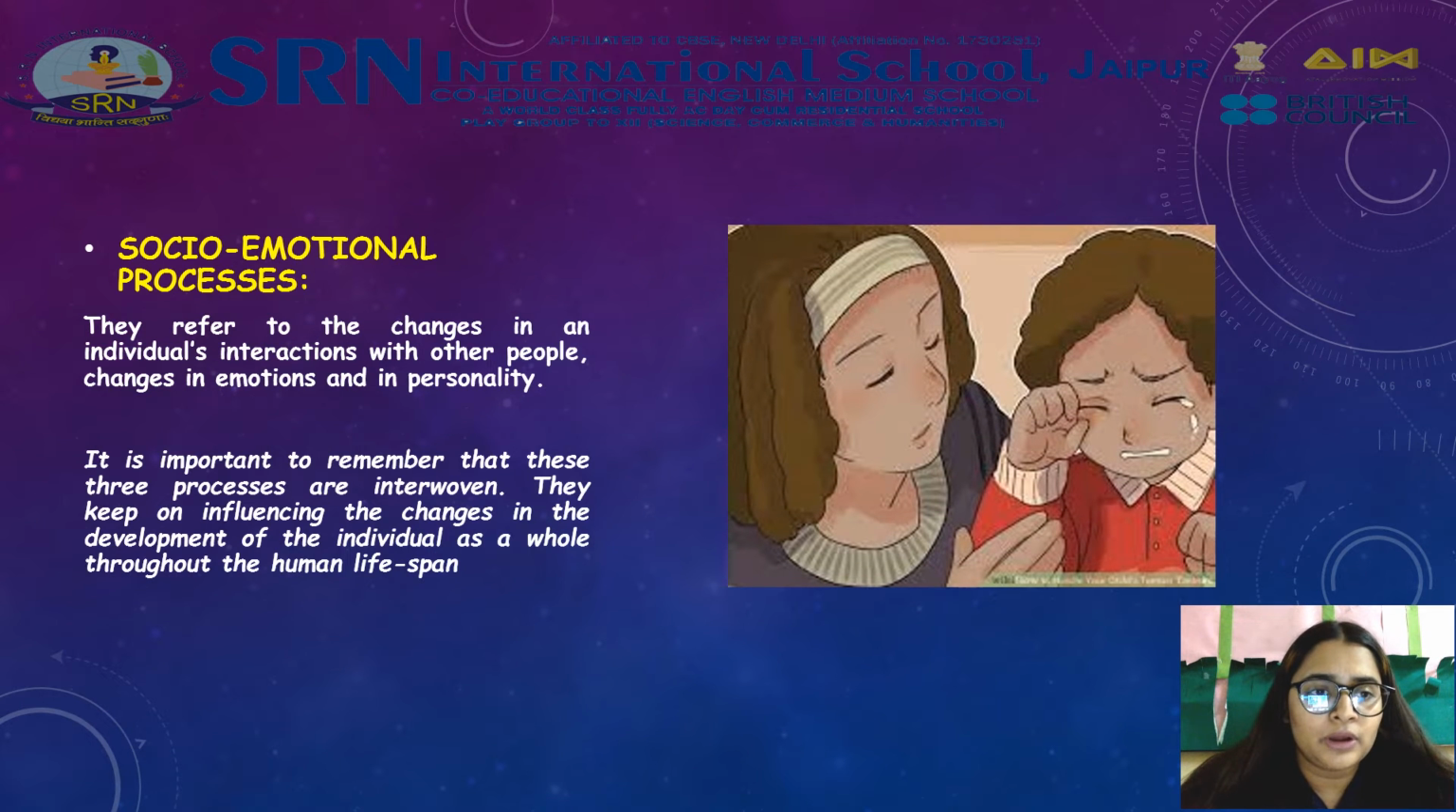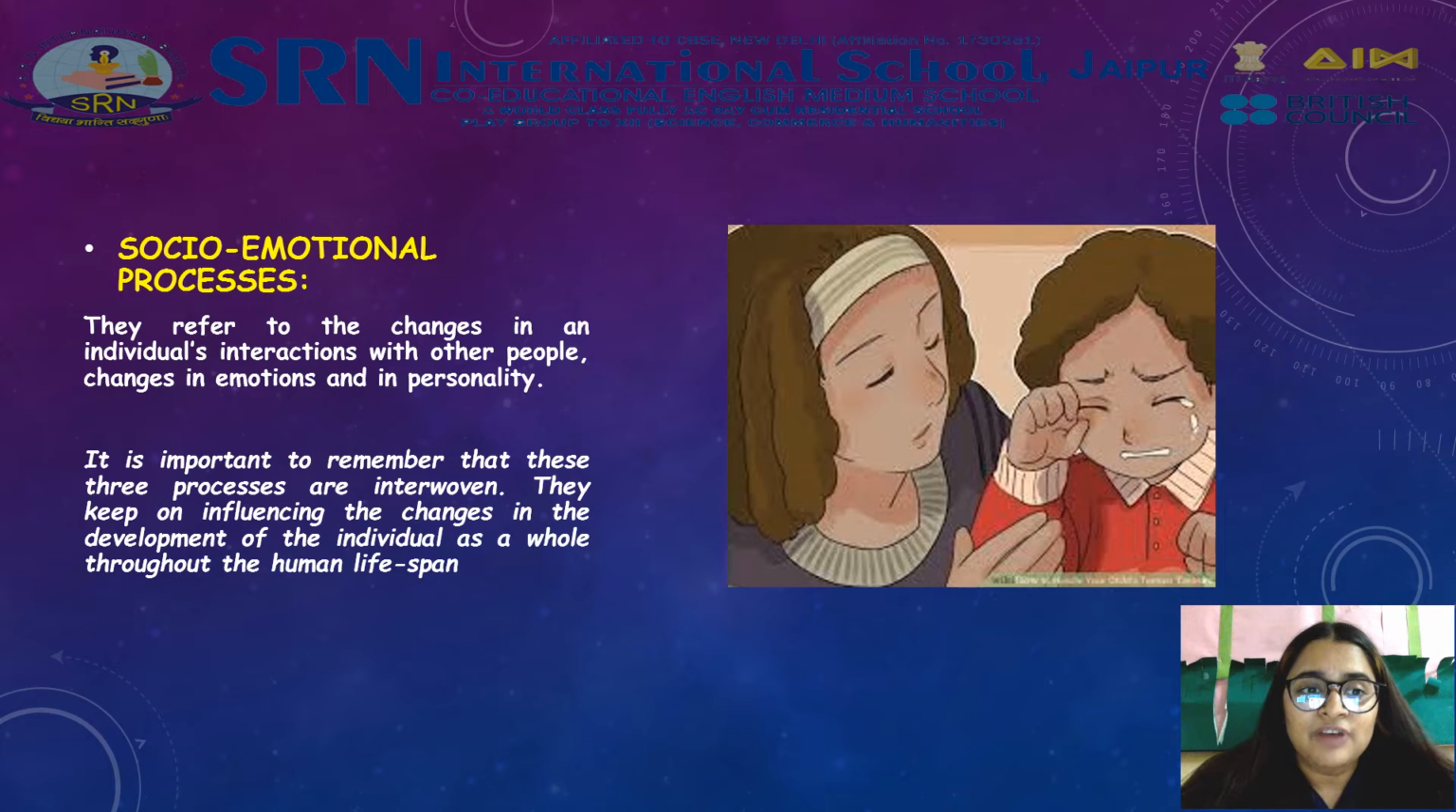Here we are going to talk about socio-emotional processes. They refer to the changes in an individual's interaction with other people, changes in emotions and in personality. It is important to remember that these three processes are interwoven. They keep on influencing the changes and the development of the individual as a whole throughout the human lifespan.